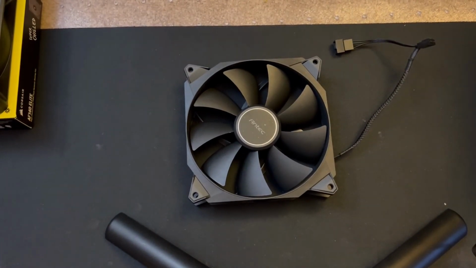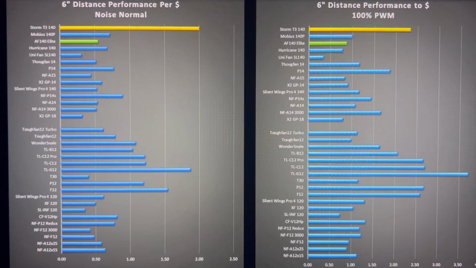But I guess that's all I have to say about it for right now. Let's jump on to the next section of the video. All right, now that we finished the open box experience, we're going to be taking a look at the value proposition. First up is the price of the fans.